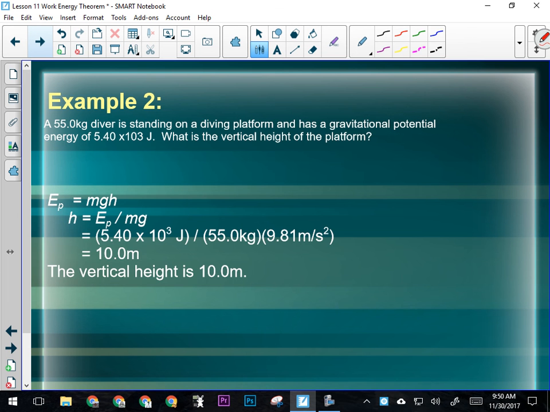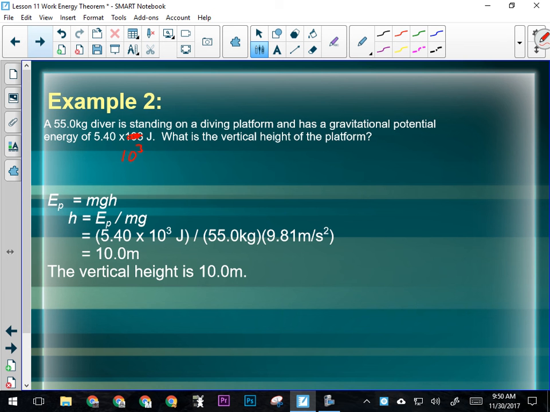Okay, so example where we have to manipulate it. I have a 55 kilogram diver standing on a platform, and they have a gravitational potential energy of 5.4 times 10 to the 3 joules. What's the vertical height of the platform?